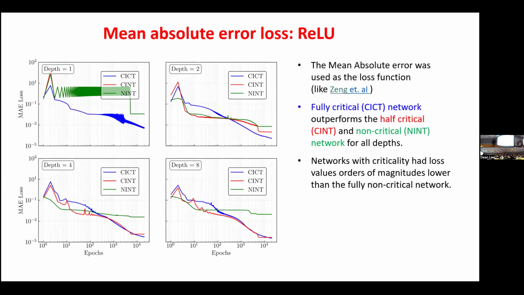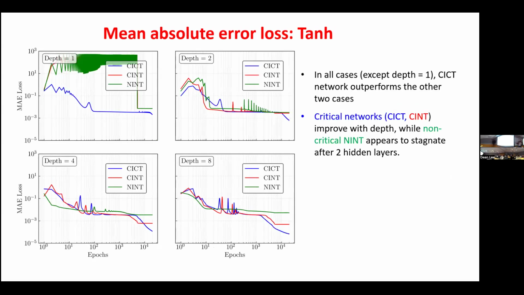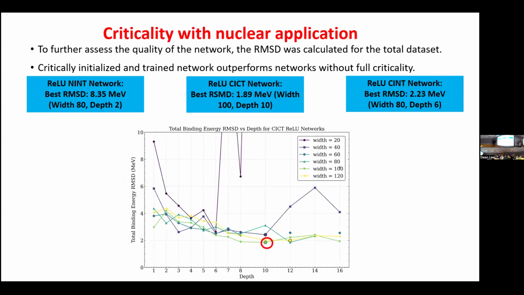So we looked at the loss as an error metric, and what we can see is the fully critical network in blue gets a much better final loss value than any of the others until we get to greater depths, when the half-critical network can start to compete. But networks without any criticality tend to stagnate and don't perform as well as the others by several orders of magnitude. This is for ReLU. If we do it again for tanh, we see similar behavior. The fully critical network beats out the other two. The half critical gets better over time, and then we get stagnation in the non-critical network as we increase the depth.